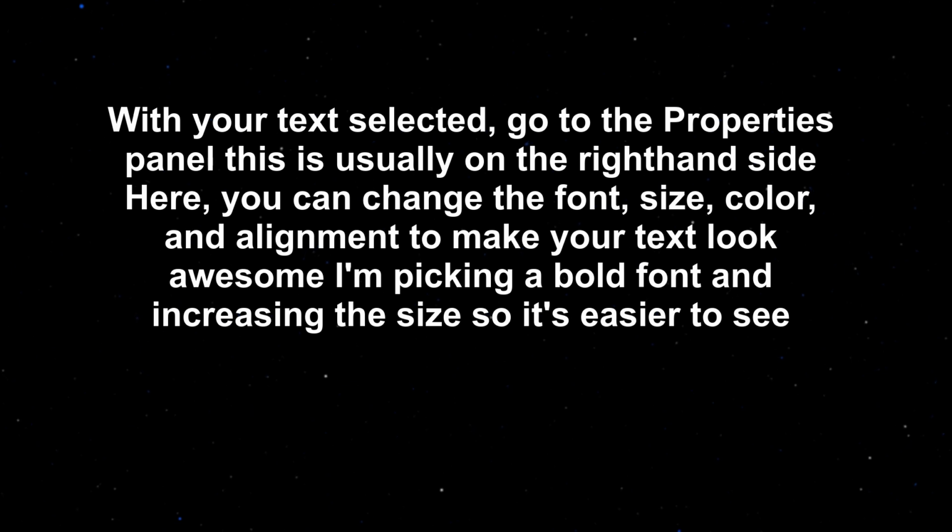With your text selected, go to the Properties panel. This is usually on the right-hand side here. You can change the font, size, color, and alignment to make your text look awesome. I'm picking a bold font and increasing the size so it's easier to see.